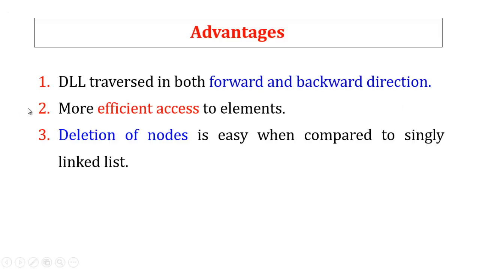Okay, and then the second one, more efficient access to the elements. We can access whether a certain element is present in the given list or not. That is more efficient when compared to a singly linked list. And then the third one, deletion of nodes is very easy when compared to a singly linked list.